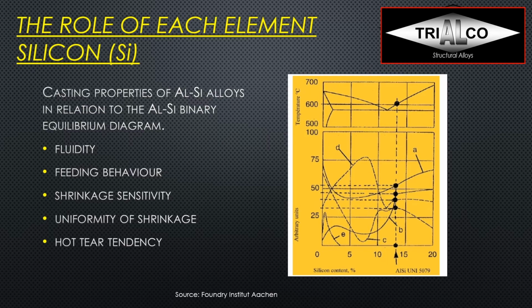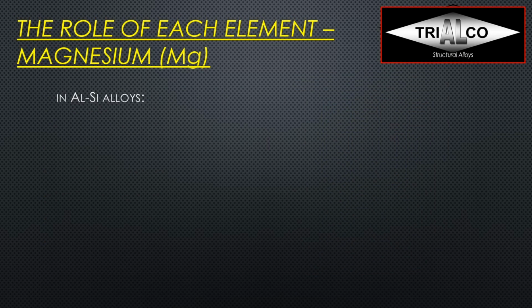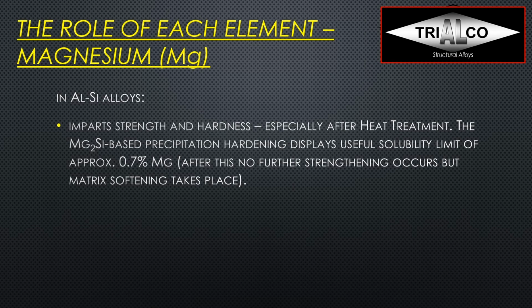And I can look at all the different characteristics that I would typically be looking for in a foundry alloy. In aluminum silicon alloys, magnesium is used for strength and hardness, especially after heat treatment. It actually gives us the heat treatment response in the alloy. If I have aluminum and silicon as a binary alloy, I will not get really a heat treatment response. So the Mg2Si, or magnesium silicide based precipitation hardening, displays a useful solubility limit of approximately 0.7% magnesium. After that, it doesn't really do anything anymore.